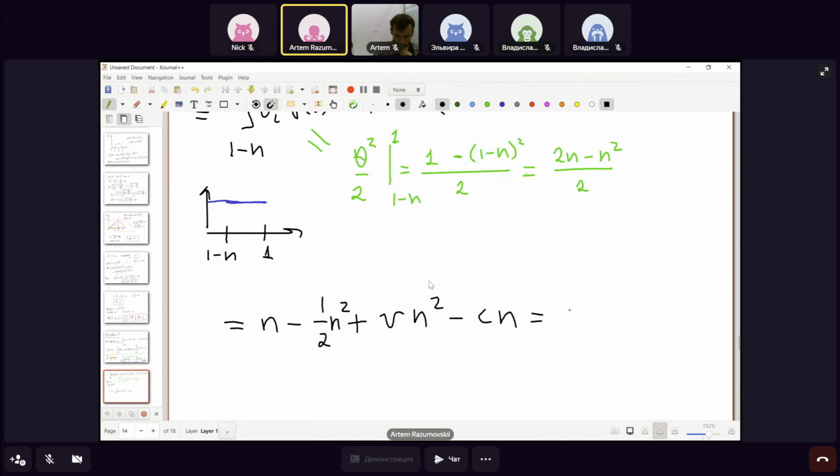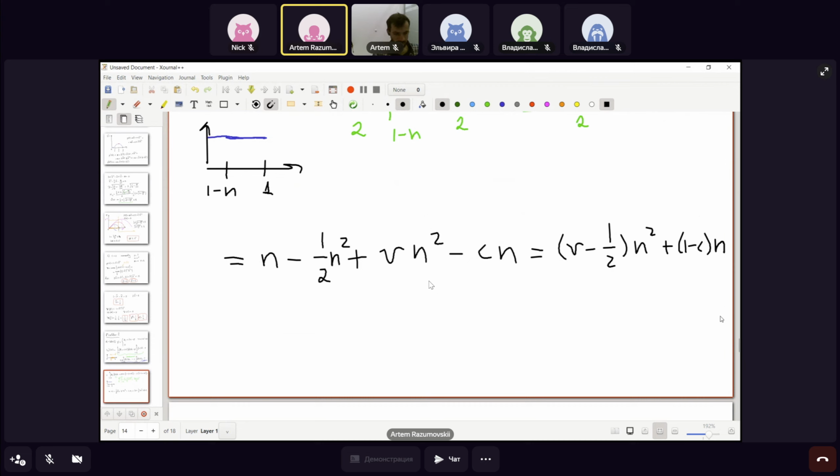So that's vn minus 1/2 n squared plus 1 minus cn. So this is how welfare depends on the number of the users who connected to the platform.